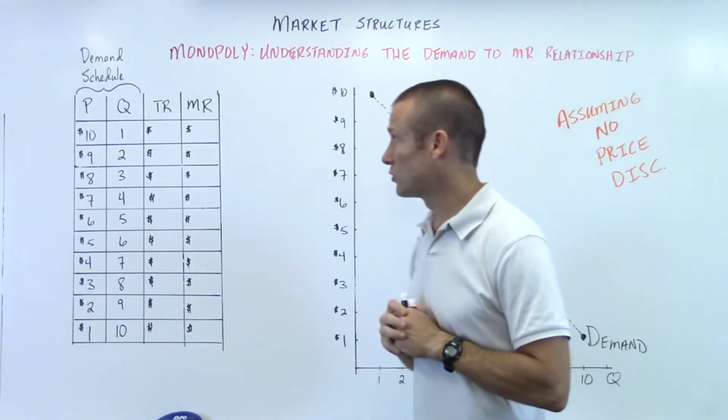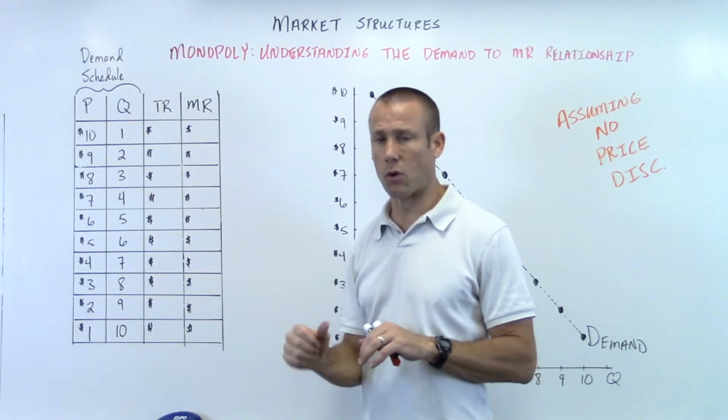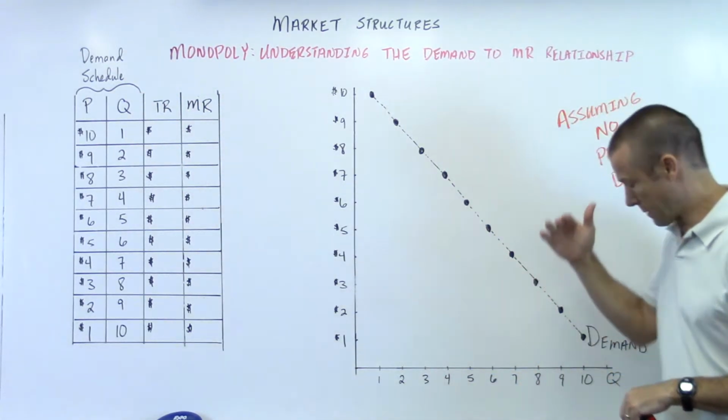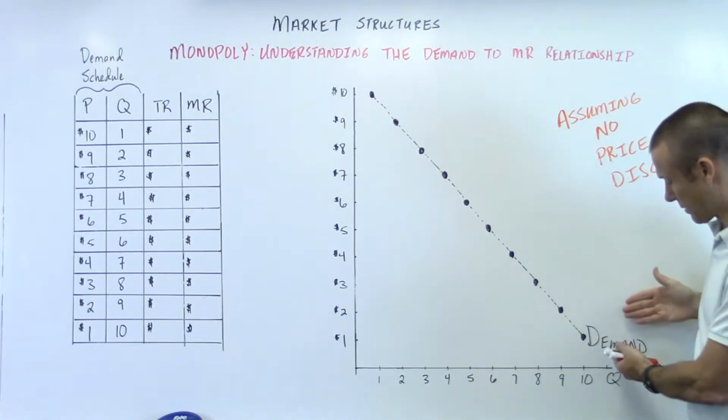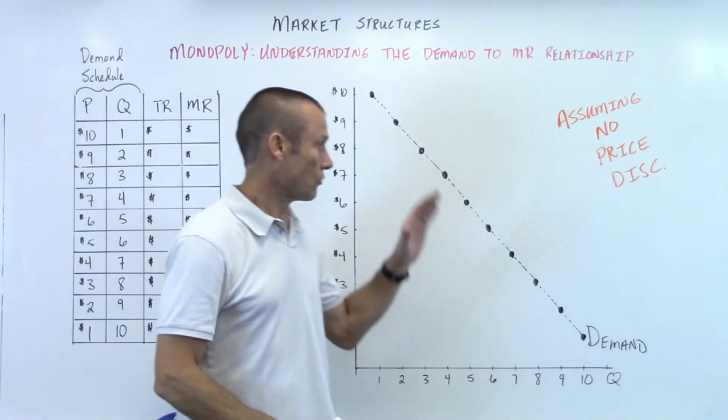Now here's what we've got so far, okay? I've got a demand schedule already put on the board, and I've gone ahead and graphed this demand schedule right here. Kind of back up out of the way. I just don't want to come out of frame right here. You can see the demand curve. So we've taken this schedule, graphed it right here.